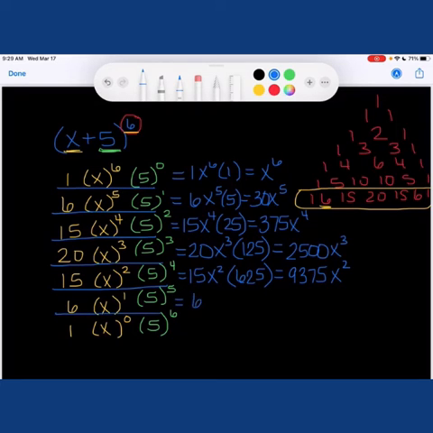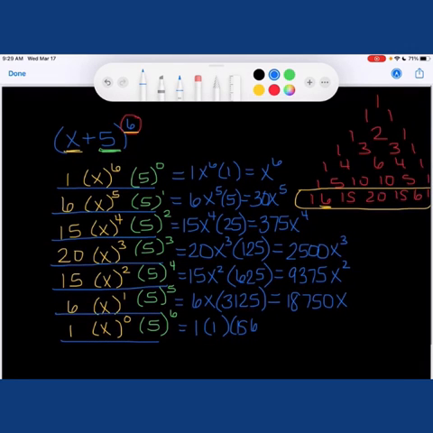Next, I've got 6x, and then 5 to the 5th is 3,125. So I multiply that times 6, which is 18,750x. Last one, I've got 1, well, x to the 0 is just 1, and then 5 to the 6th is 15,625. So 1 times 1 times 15,625 is 15,625.